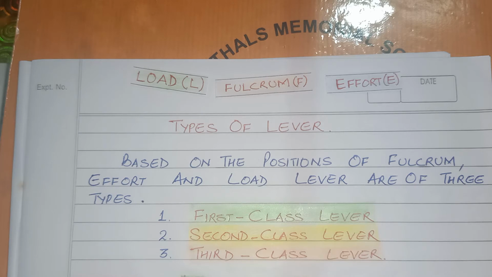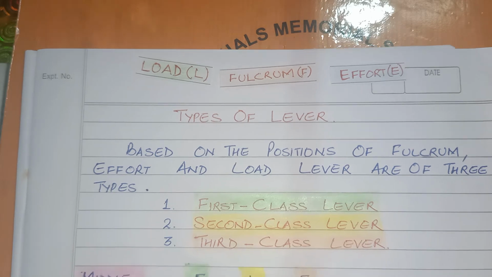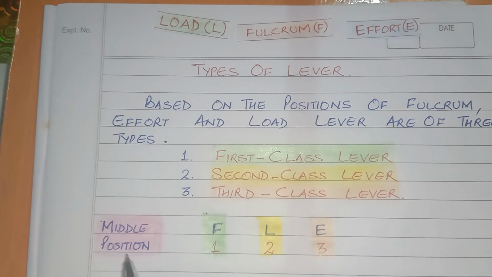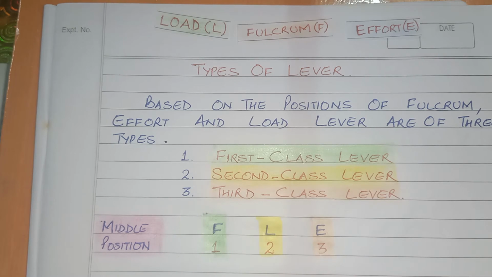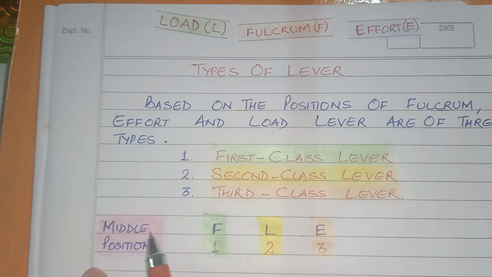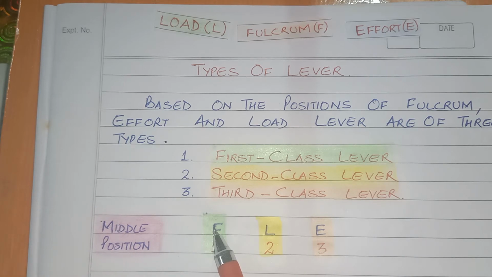To remember this lifelong, I'm giving you a simple mnemonic. Mnemonic means a quicker, better way to remember things. So I'm giving you this mnemonic: FLE, FLE. F stands for fulcrum, L stands for load, and E stands for effort. Now based on the middle position, if fulcrum is in the middle position, if load is in the middle position, or if effort is in the middle position, we have three classes of lever.